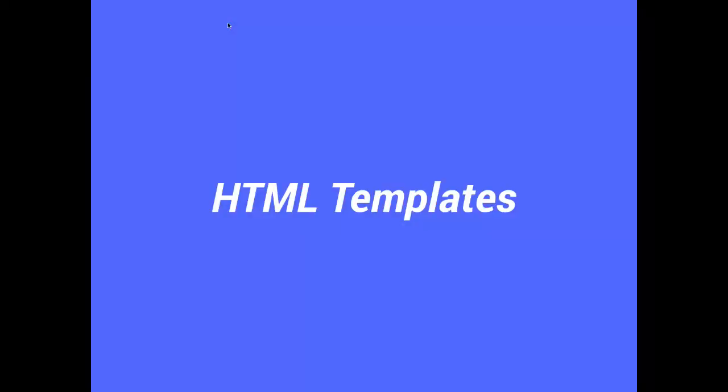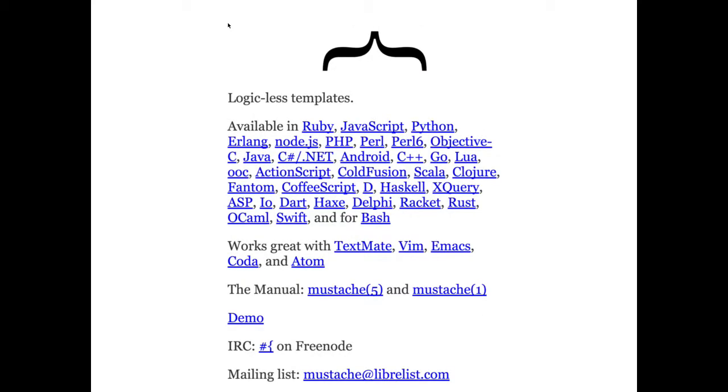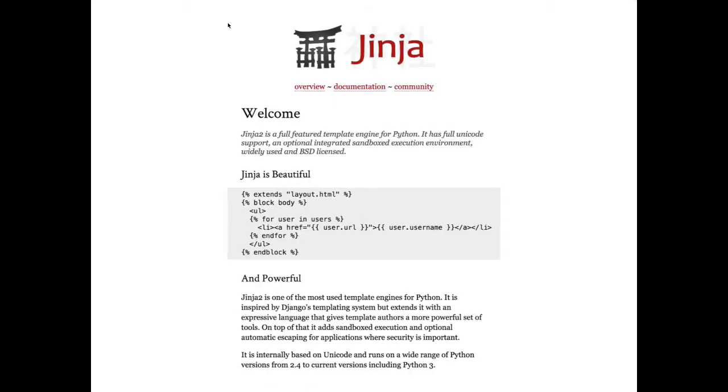...is HTML templates. The concept of templating is not new at all on the web. We have seen this in server-side languages for a while, many times before. We have templating libraries like Mustache, which is available in tons of languages. We have Jinja for Python.